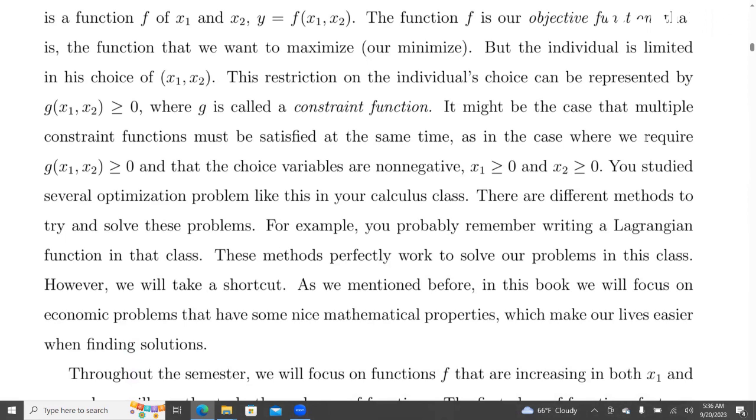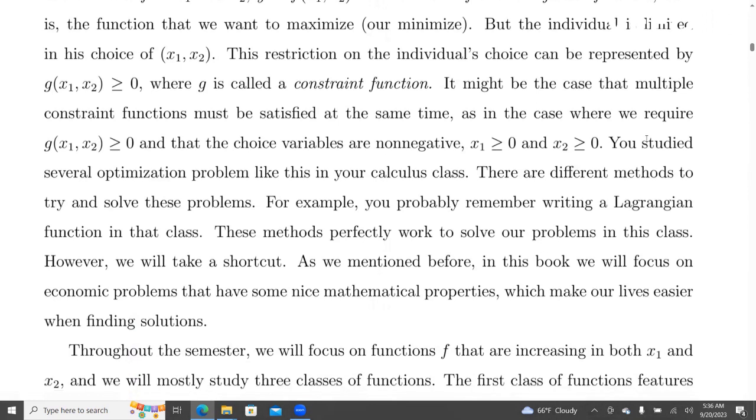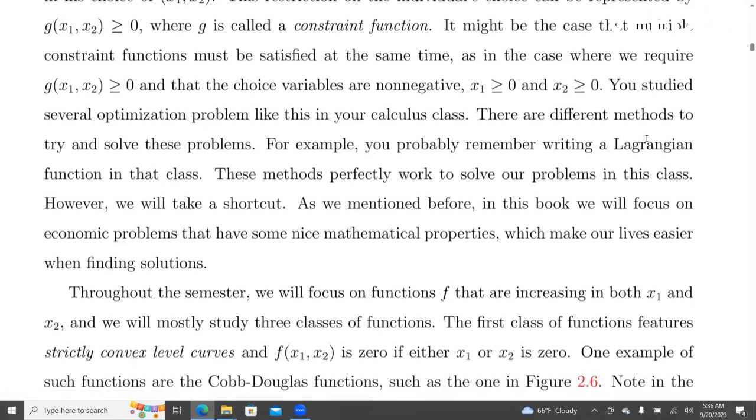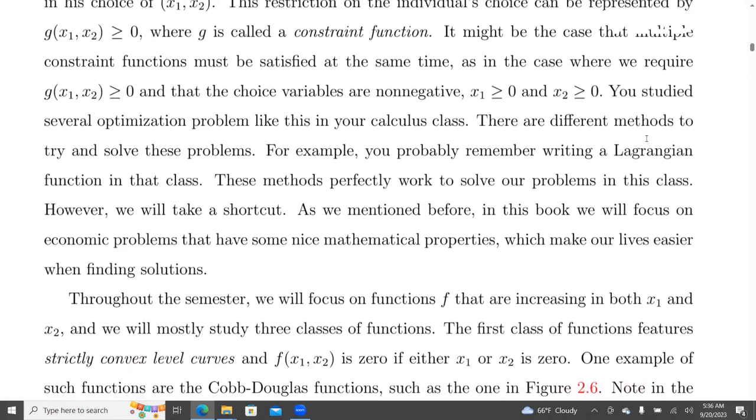Where g is called a constraint function. It might be the case that multiple constraint functions must be satisfied at the same time, as in the case where we require the function to be greater than or equal to 0, in that the choice variables are non-negative. So inputs x1 and x2 are greater than or equal to 0. Very common if we're talking about money or time or any kind of a good.